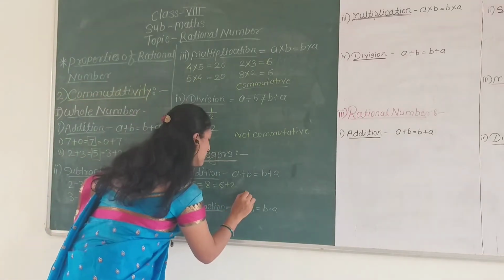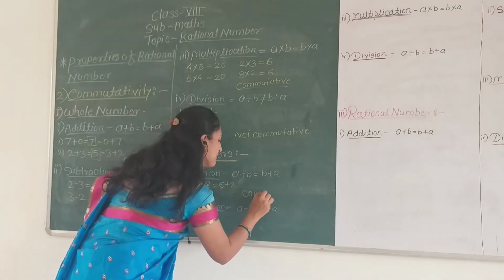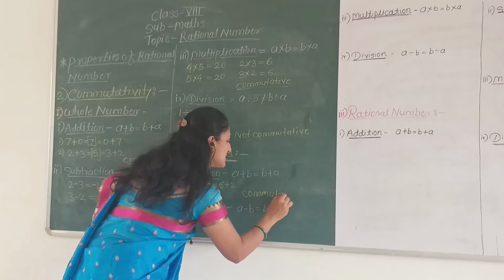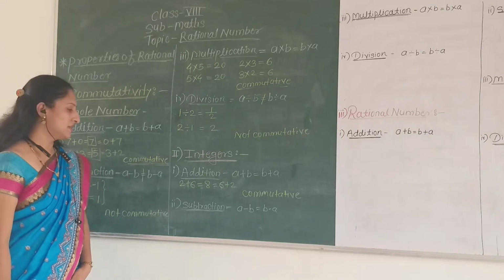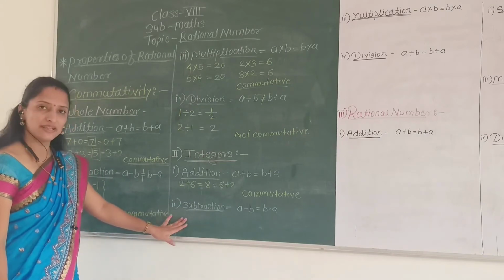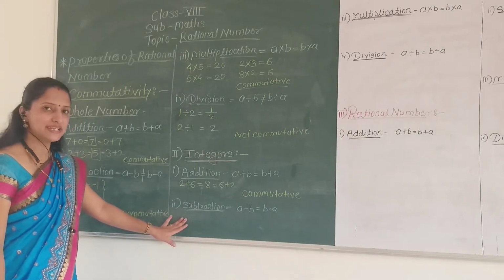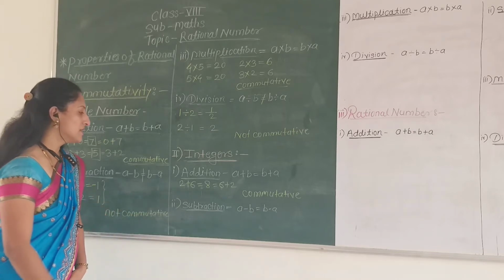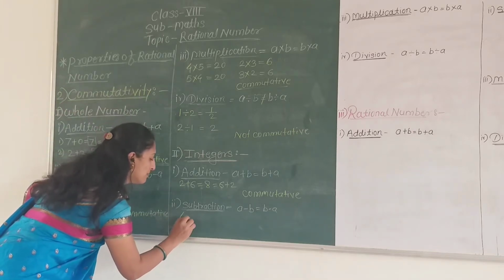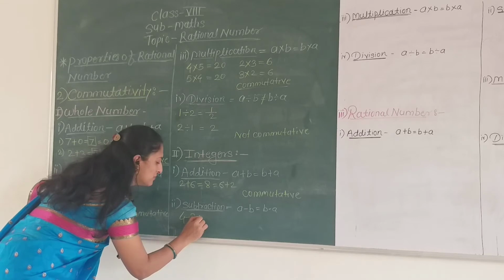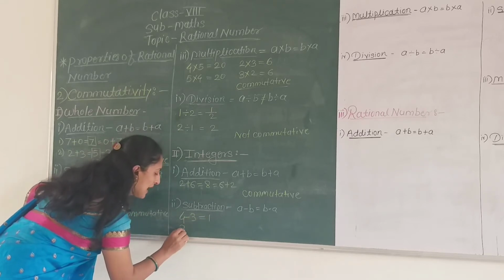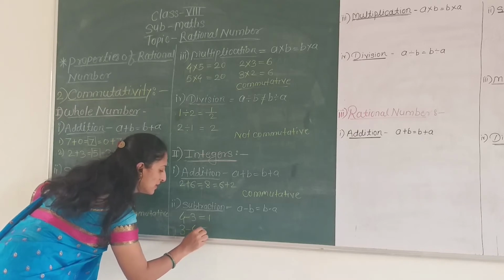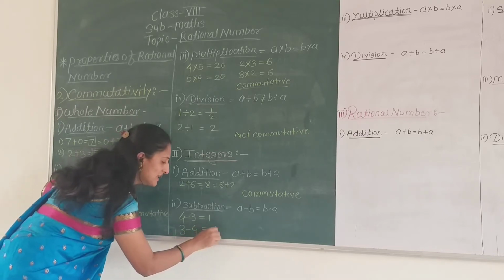Okay, so here also integers are commutative with respect to addition. Now let us check what will happen in case of subtraction. So here I take two numbers 4, negative 3. Now 4 minus 3 is 1, correct, and 3 minus 4 is negative 1.